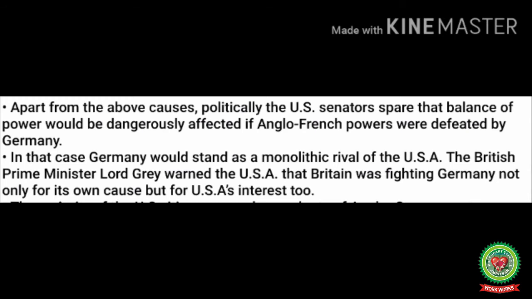Apart from the economic and commercial interests, politically the US senators feared the balance of power would be dangerously affected if Germany won. The American Senate, which is the upper house of the American legislature or Congress, also wanted America to join the Allied powers during the First World War to fight against Germany, as Germany was proving to be a major rival of America by attacking the neutral ships of America. So, America should try its best to retain the balance of power in the European countries.